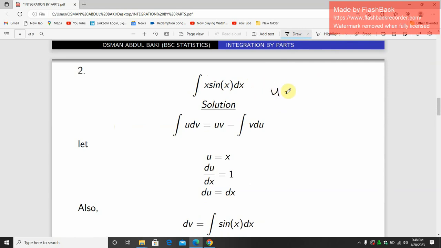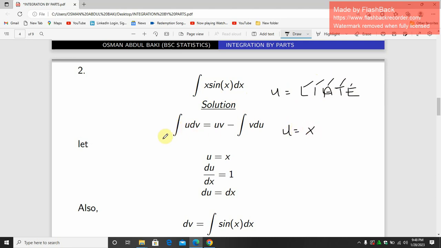u is equal to LIATE, the one I already stated before: logarithm, indices, algebra, trigonometry, exponential. So from this question we have u, the logarithm. We don't have any logarithm here, we don't have indices, we have algebra. The same thing, u will be equal to x.